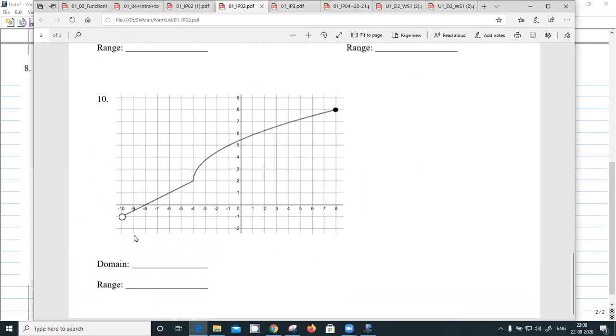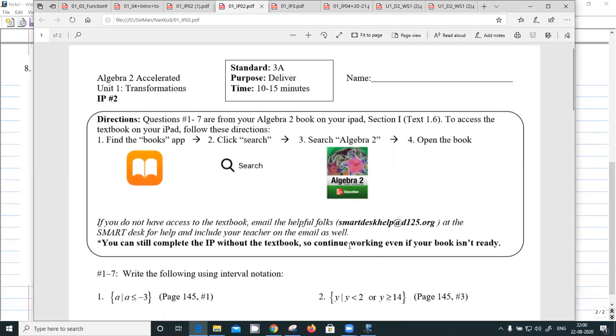This one. -10 comma 8, and 8 would be in the square brackets. And then -1 comma 8, but 8 would also be in the square brackets. -1 is not included. Yeah, that's it.